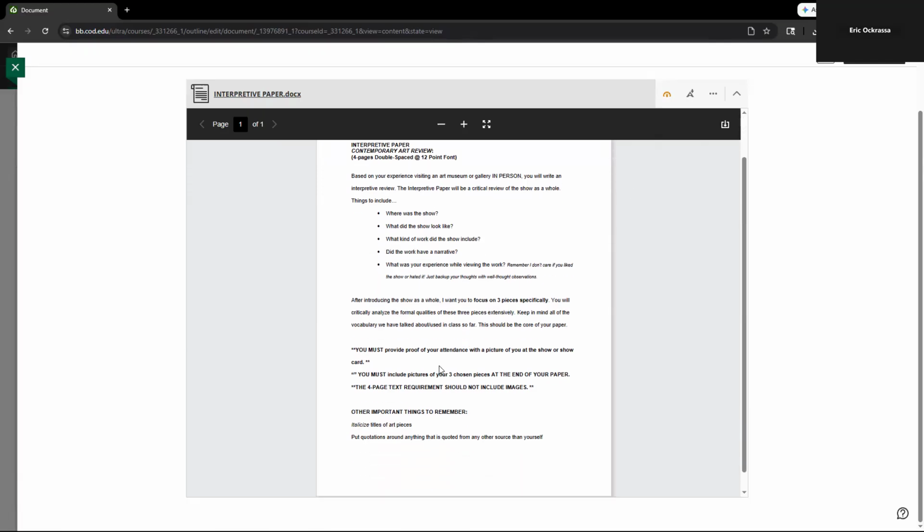Here at the bottom, you must provide proof of attendance with a picture of you at the show or a show card or pay stub. You must include 3 pictures of your 3 chosen pieces at the end of your paper. So the example I am going to show you actually has it within the paper, but the length is still enough, which is okay. And then, the 4-page text requirement should not include images.